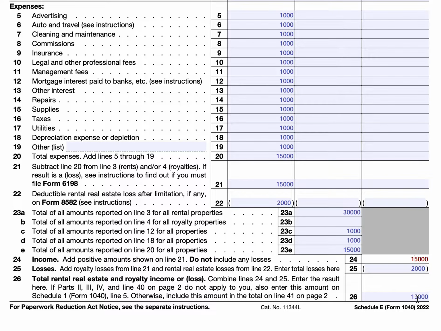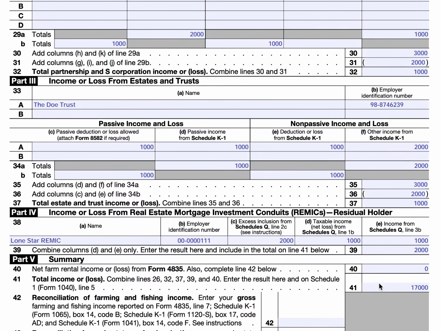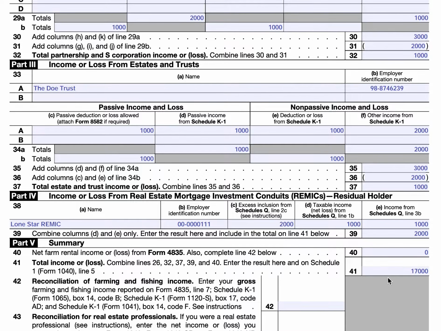If you don't have supplemental income from any of the other sources, so partnerships, S corporations, estates, trusts, REMICs, and if you're not in the business of leasing out your farm, if you're not claiming any farm rental expenses, then you would stop here and report it on Schedule 1. Otherwise, we're going to just keep on going. But this number right here will also be included in the calculation for line 41.